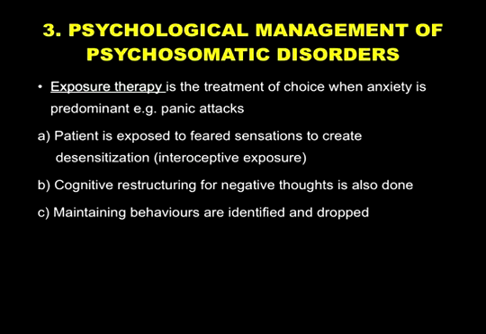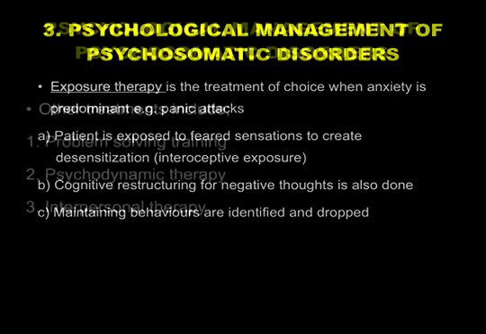But it goes hand in hand with what we call cognitive restructuring. After identifying the negative thoughts, we then have to look at the evidence for those thoughts. What is their benefit? Is there another way they can look at the situation? That's what we call cognitive restructuring. And also identifying some of the maintaining behaviors. Can this also be dropped? So this, in a nutshell, is what we call exposure therapy.